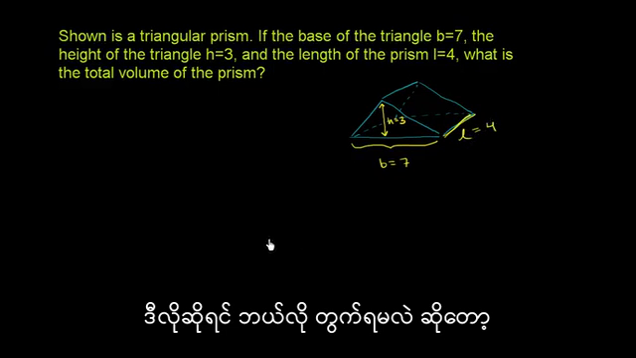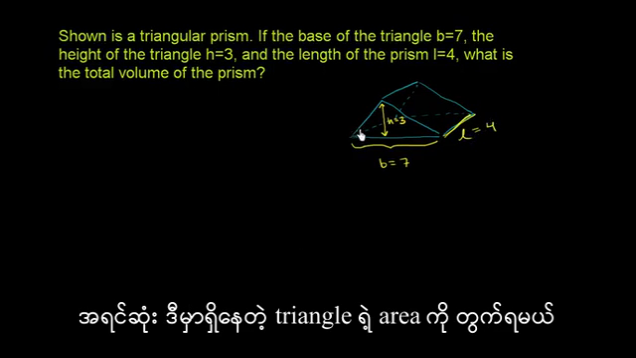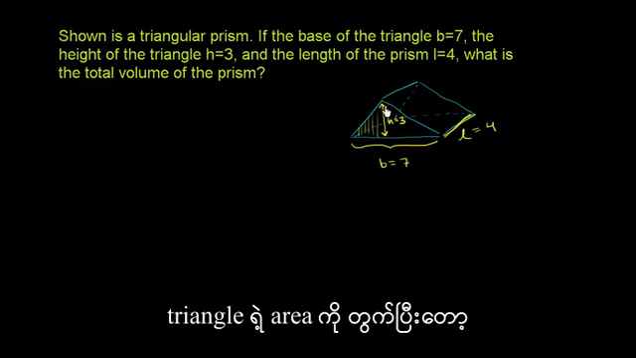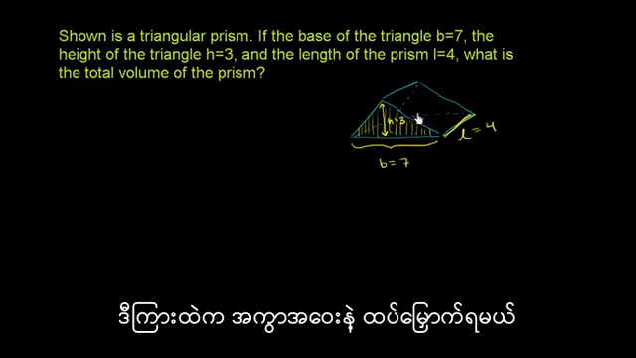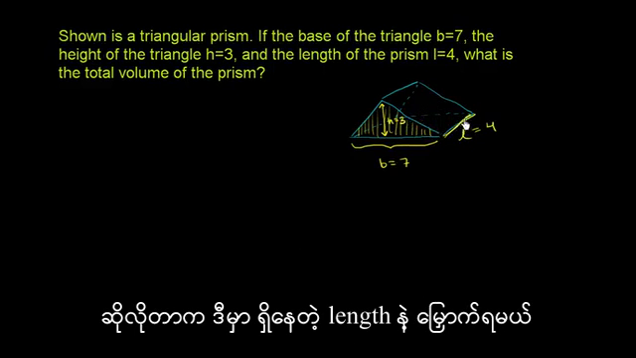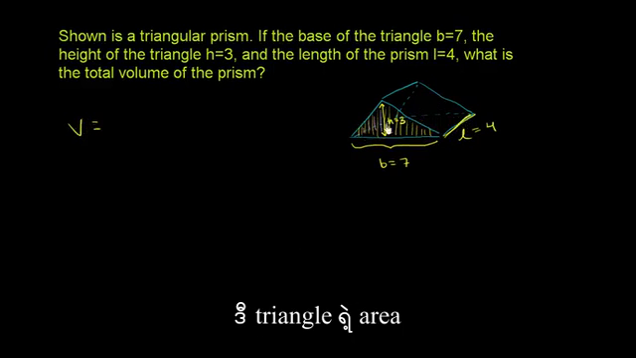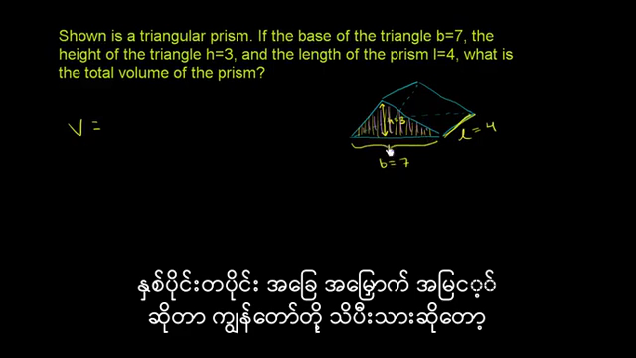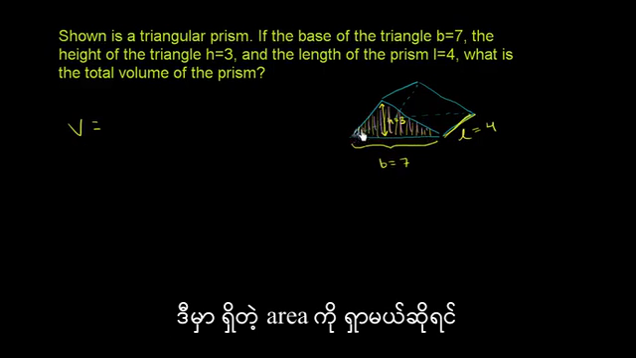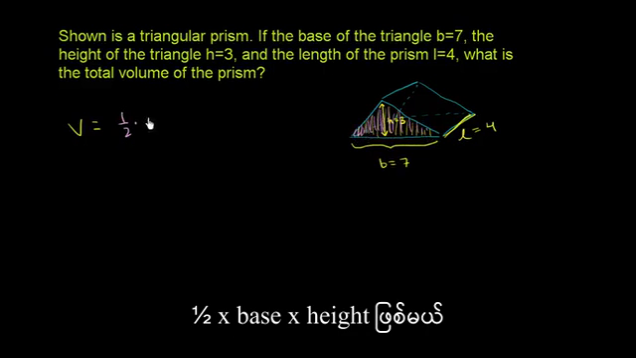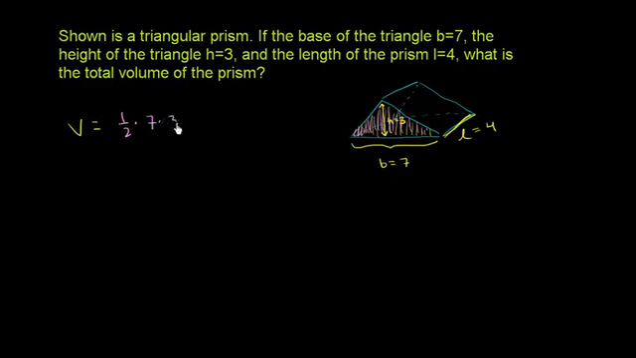In this situation, what you really just have to do is figure out the area of this triangle right over here, and then multiply it by how much you go deep. So multiply it by this length. So the volume is going to be the area of this triangle. Let me do it in pink. We know that the area of a triangle is 1/2 times the base times the height.